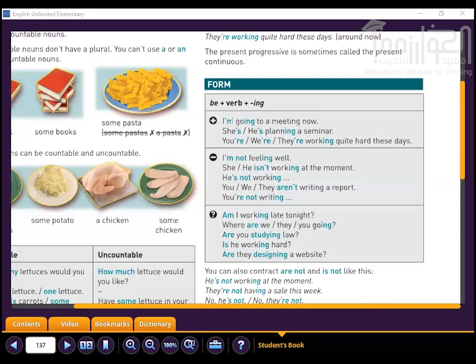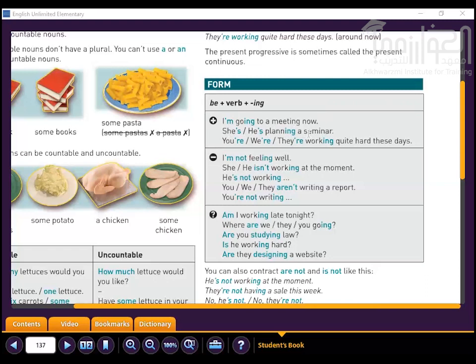I, the be takes am. And you, the be takes are. We, the be takes are. They, the be takes are. Okay. So you can see that I'm going to a meeting now. She's planning a seminar, or he's planning a seminar.